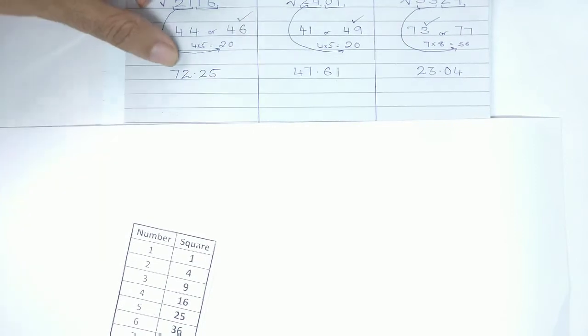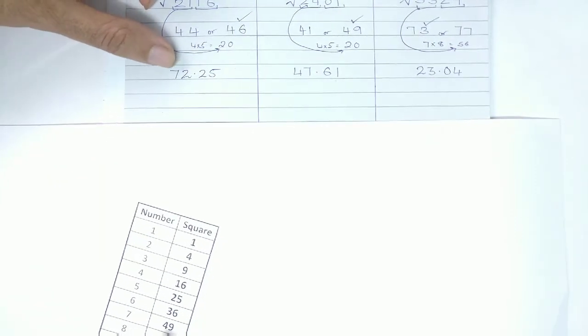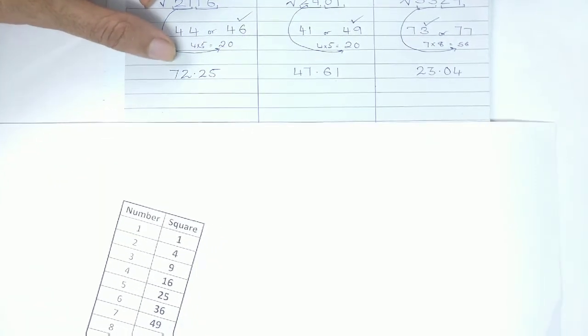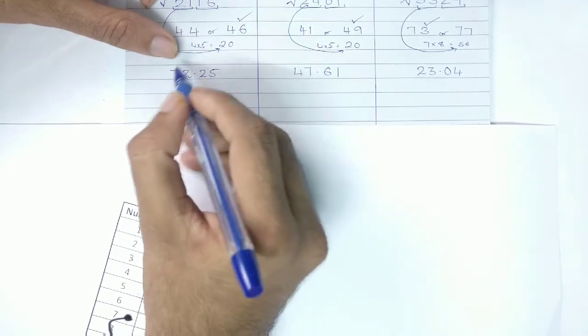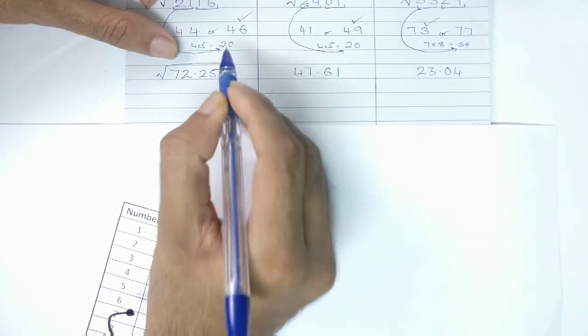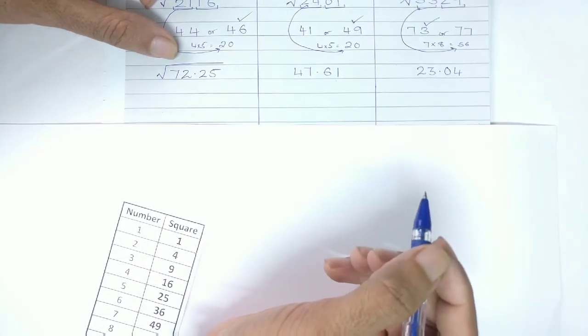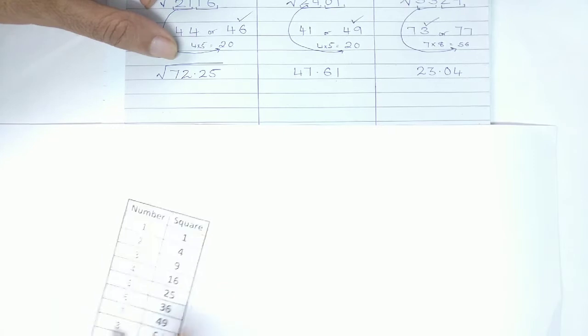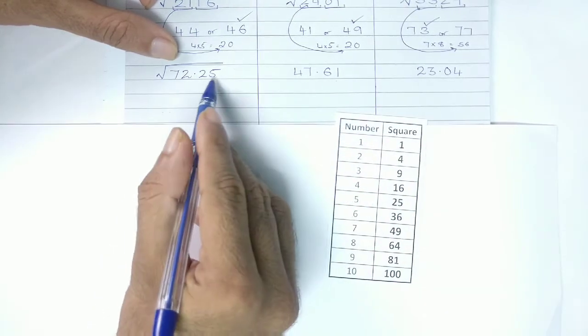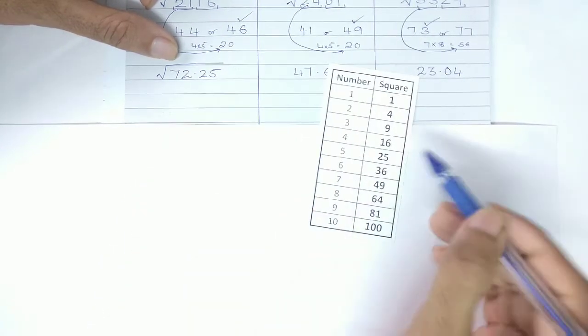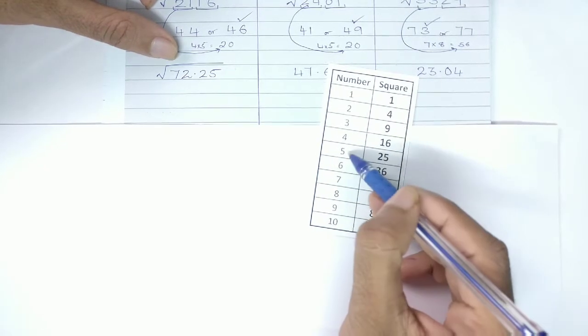Okay, now here my number is 72.25. So what I will do now over here is I'll write the root sign. Let's keep it as simple as possible. Forget about that decimal point and follow the same procedure. The number is ending with 5, therefore there's just one possibility, right? So 5.